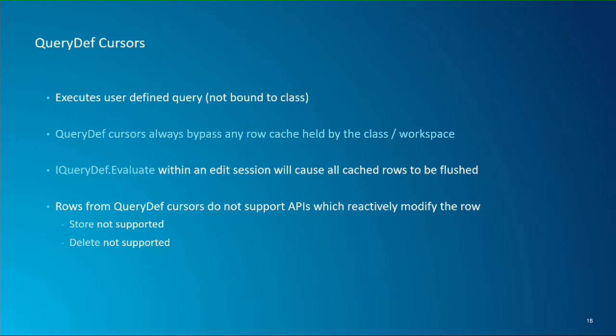QueryDefCursors. Remember, this is when you're trying to do a join or something like that. You're using a definition query. The row objects, again, are not going to be bound to the class because it could be 2 or more classes that are associated with the QueryDefCursor based upon whatever definition query you passed into it to create it. If you do use it and you call evaluate within an edit session, all the cached rows will be flushed. Also, methods such as store and delete are not supported on rows that are returned by a QueryDefCursor.